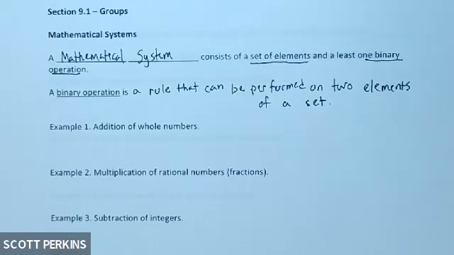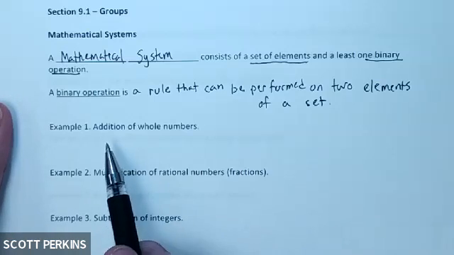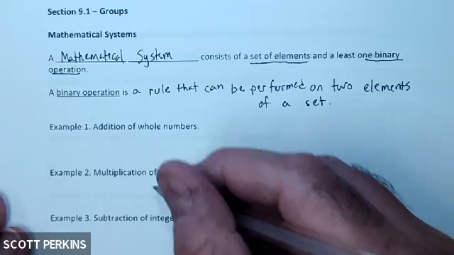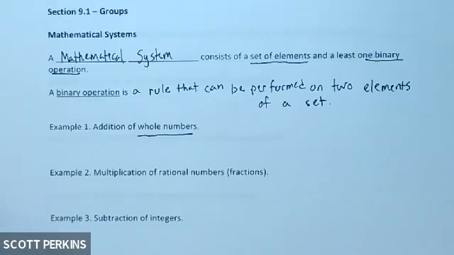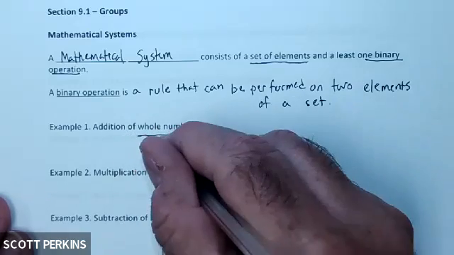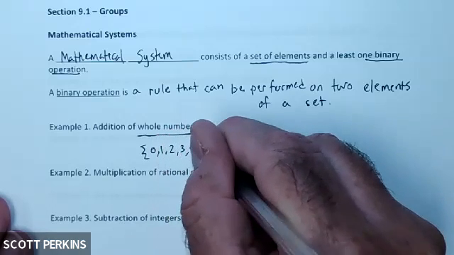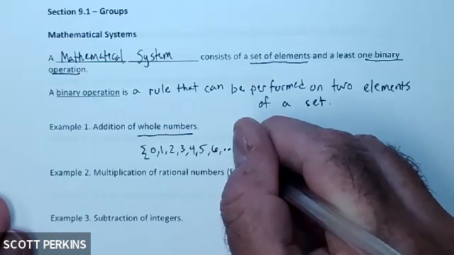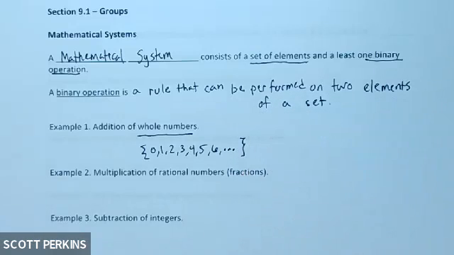After this, I'm going to define for you a couple of different mathematical systems so you can see that you actually do have some experience in this. We're just giving some names that you've never heard before to things that you've already seen. So the first example: my set of elements is going to be the whole numbers. The whole numbers start with 0 and then go 1, 2, 3, 4, 5, 6, and then I'm going to put some dots because I'm tired of writing. So that is my set.